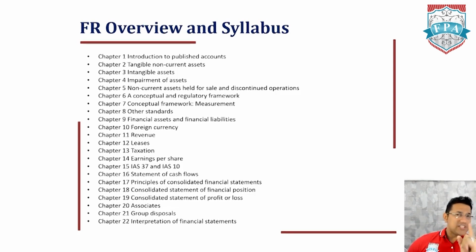Right now, just very briefly, because today is a demo, an introductory lecture, we will very quickly talk about what is there in the syllabus. As you can see, 22 chapters. The first chapter talks about introduction to published accounts. A lot of it is coming from the financial accounting knowledge. However, we at FPA do not assume that you have all the knowledge of FA. So we will ensure that even if that paper has been exempted for you, we will cover everything that is there in the syllabus, and if required, also give you background from the FA papers as well.